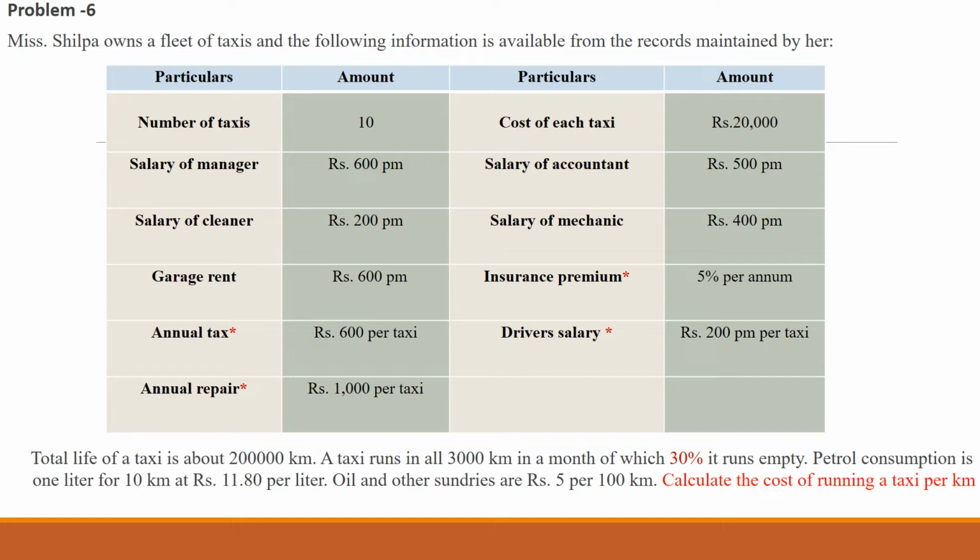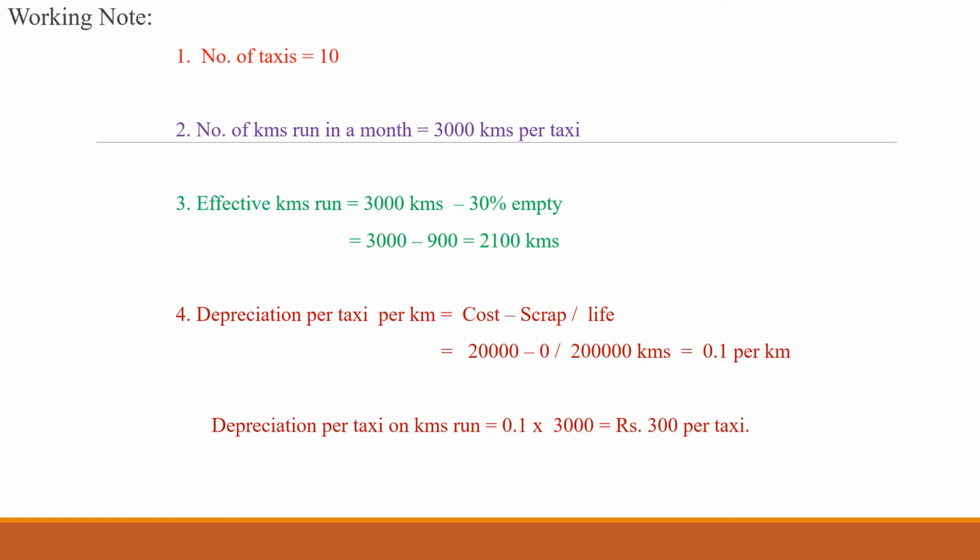So let me explain this problem with some working notes. The number of taxis, I already explained, it is 10. The number of kilometers run in a month is 3000 kilometers per taxi. A single taxi runs 3000 kilometers, but effective kilometers run is not 3000 because it runs 30% empty. So 3000 minus 30% of 3000, that is 900. So effective kilometers run is only 2100 kilometers.